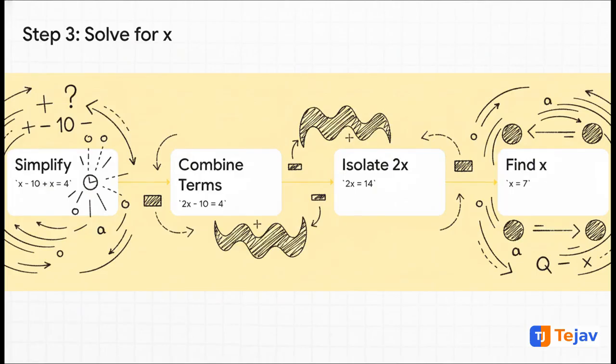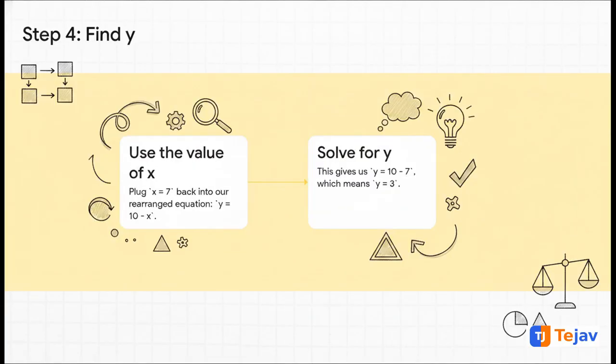All right, from here on out, it's just good old-fashioned simplifying. First, got to be careful with that negative sign in front of the parentheses. That flips the signs inside, so we get x minus 10 plus x. Okay, easy enough. Let's combine the x's. That gives us 2x. Now, let's get that minus 10 out of there by adding 10 to both sides. Bam! 2x equals 14. Just one more little step. Divide by 2, and what do we get? X equals 7. Awesome. We are so close.